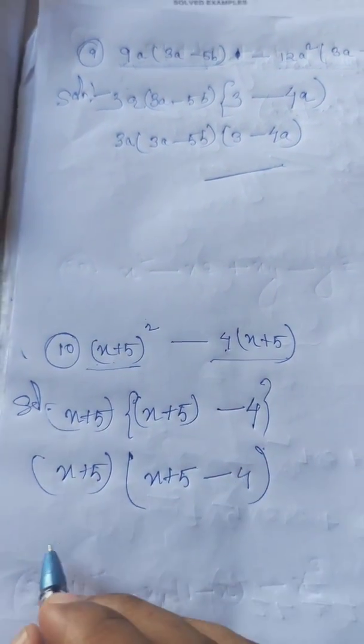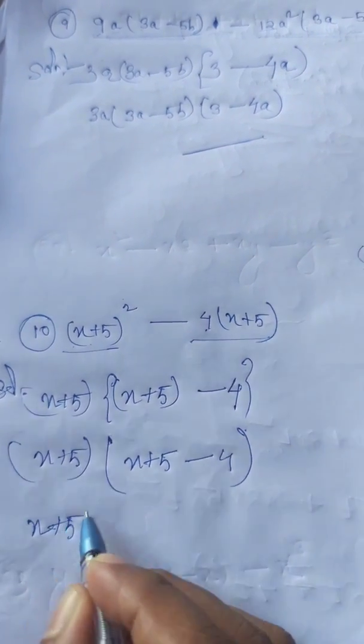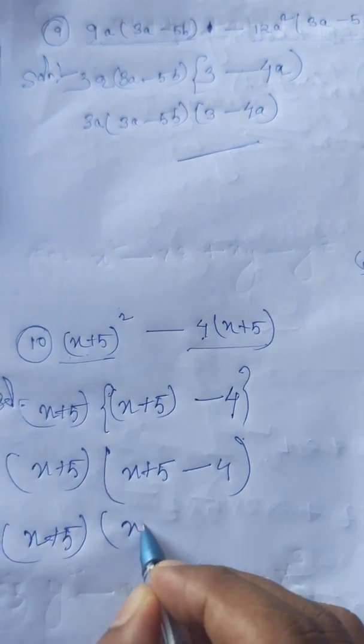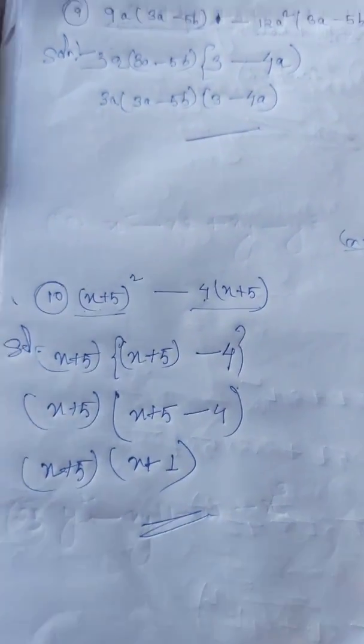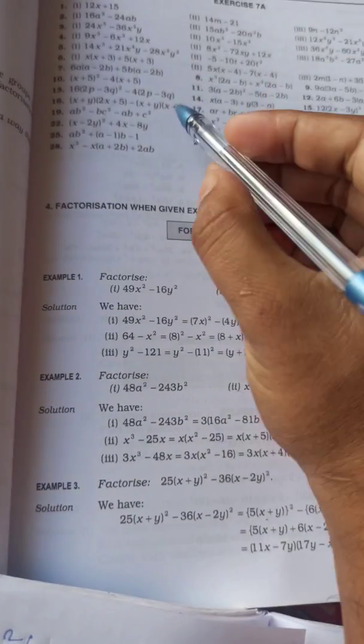So 5 minus 4, you can subtract it, right? So in the next step, what you will write, x plus 5 minus 4, it will be what? 1, okay? So this is the solution of question number 10. Clear? Now we will do question number what?